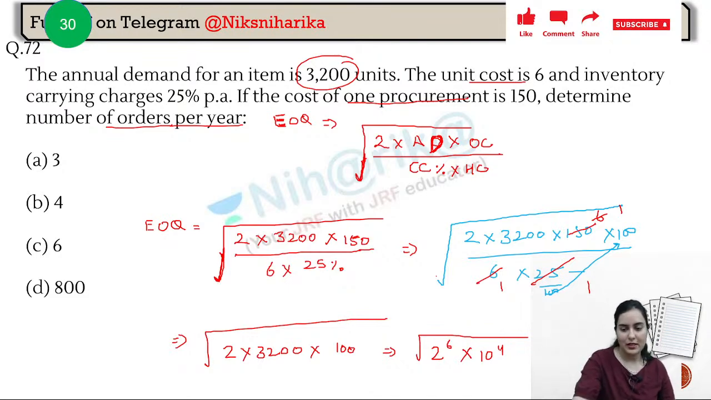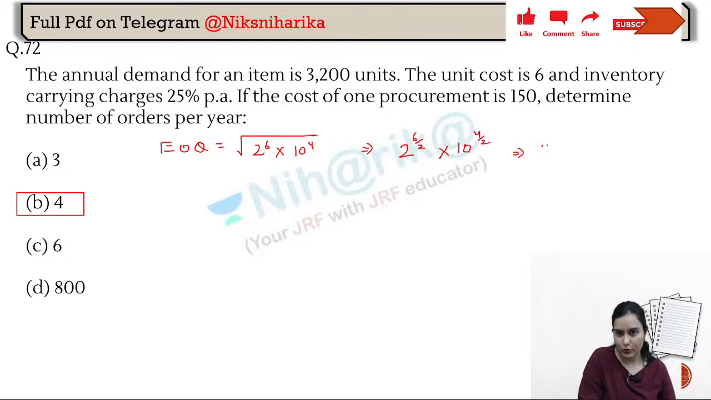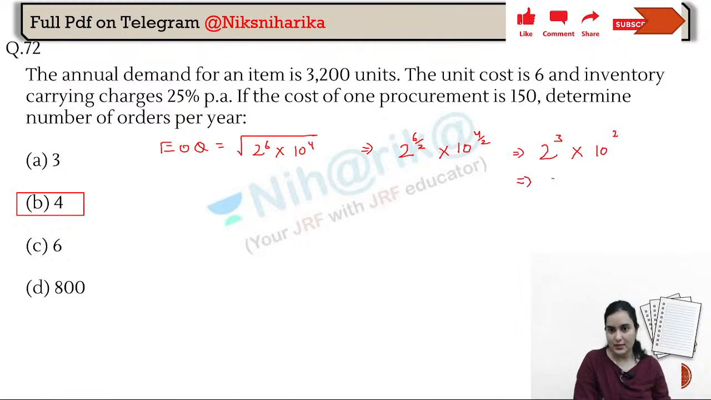Now let me write it on the next page. Previously, we have written EOQ is equal to root of 2 raised to the power 6 into 10 raised to the power 4. That means I can write 6 upon 2 and 4 upon 2, so it will be 2 raised to the power 3 and 10 raised to the power 2. Why? Because this is the square root, so I have written half. Now what is 2 raised to the power 3? That is 8. 10 raised to the power 2 is 100. So 800 is our EOQ.